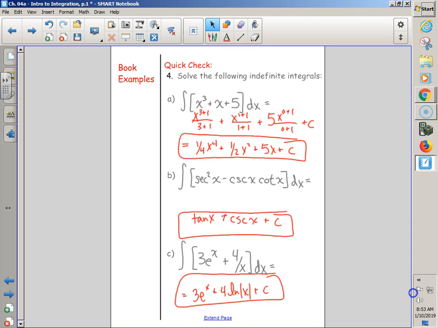Because I would rewrite it to be integral of 3e to the x plus 4 integral of 1 over x. Does that make sense?